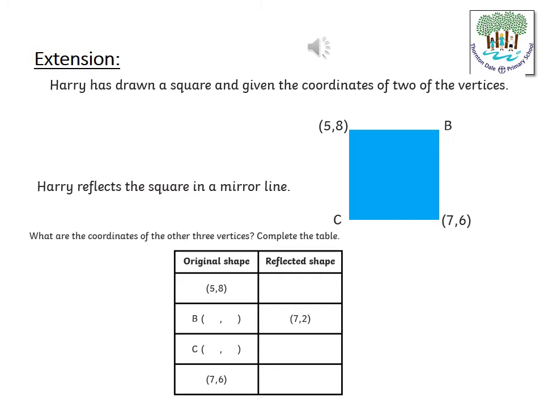And then when you've done that, we are told from that information that 7, 2 is where that shape is reflected to for point B. So what will that mean for the other points? So there's quite a lot to do for this question. It is tricky, but keep going. You need to use logic. It's a bit like a puzzle.